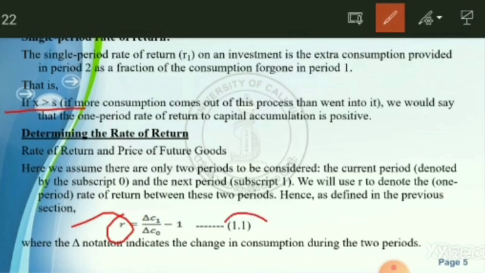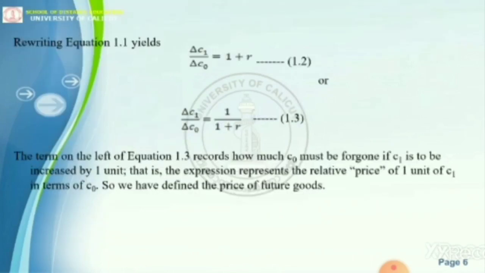You can consider this as equation number 1, or 1.1. So what is the ratio of C1 and C0? That is the present level of consumption and the future level of consumption, where the delta notation indicates the changes in the consumption during the two periods. Rewriting equation 1, we can move the symbols from the right side to the left side. So, delta C1 divided by delta C0 is equal to 1 plus R, or delta C0 divided by delta C1 is equal to 1 by 1 plus R.